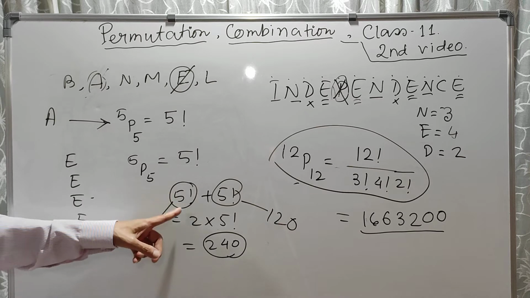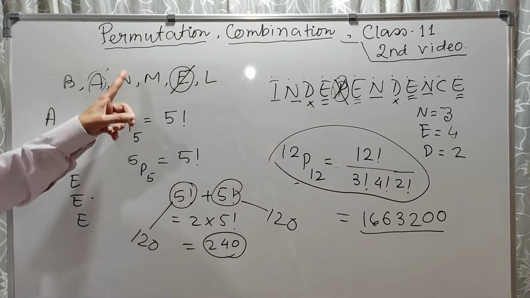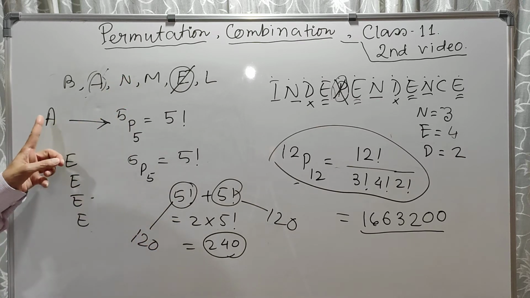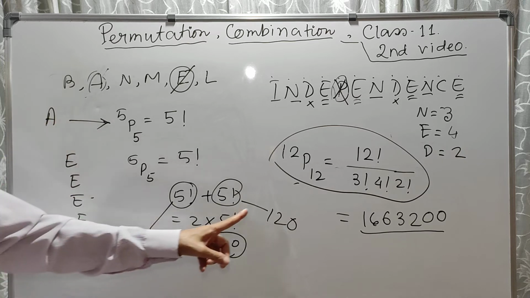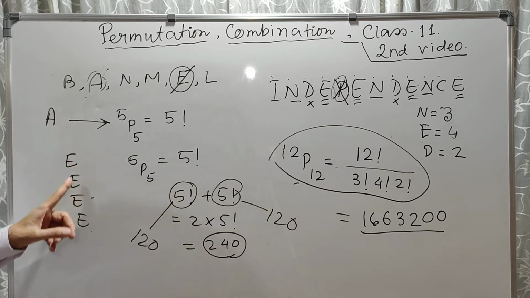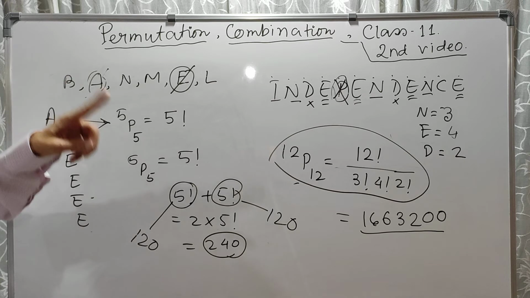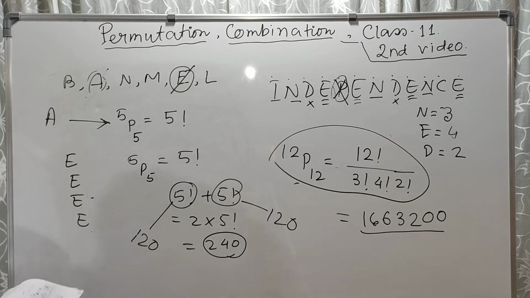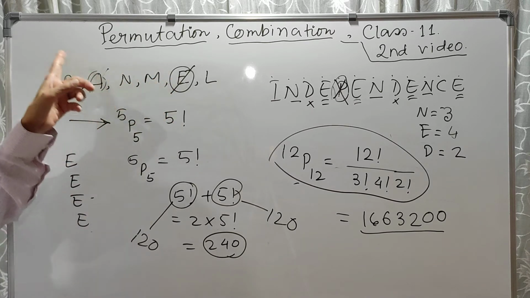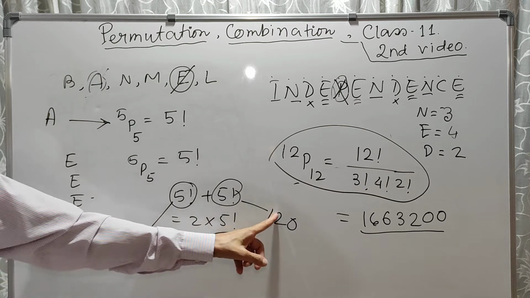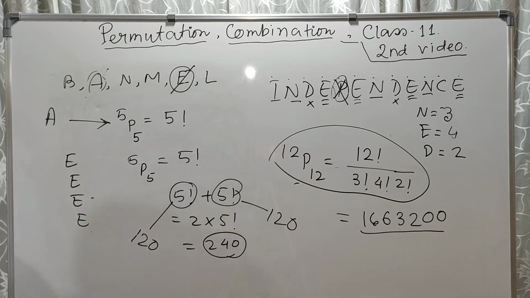So there are 120 permutations where A is in the first place. Again, there are 120 permutations where E is in the first place. So the total number of permutations in which either A or E is in the first place will be what? 120 plus 120, that is 240. So this is the answer. All right.